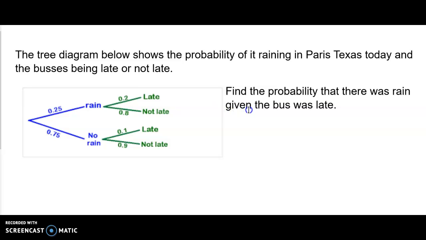With a given question, remember we are changing my denominator to what was given. So we are given that the bus was late. With this, the first thing we have to do is find the probability that our bus was late. To do this, we're going to find the probability that there was rain and the bus was late.